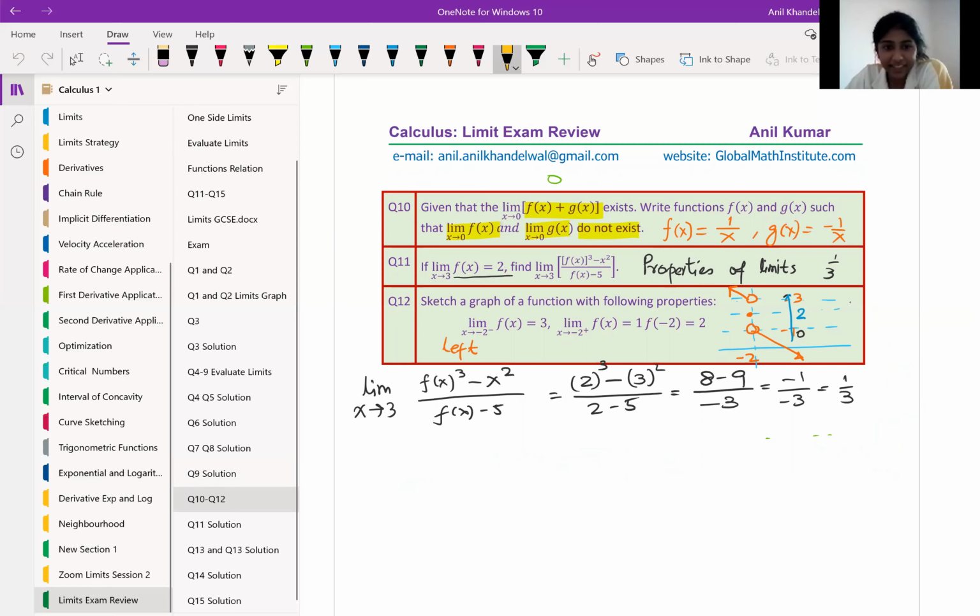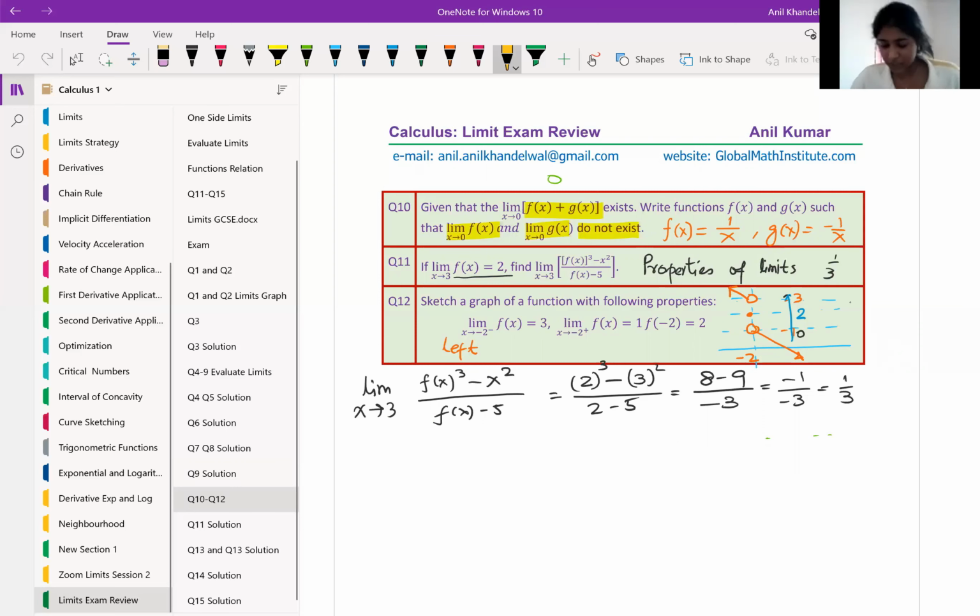Given that the limit as x approaches 0 of f of x plus g of x exists, write functions f of x and g of x such that the limit as x approaches 0 of both the functions does not exist. So what you said was make f of x equals 1 over x, because with the reciprocal graphs, as x approaches 0 the limit does not exist. Correct. And if we got 1 over x as f, we need to find the other one, so we're adding f of x and g of x.